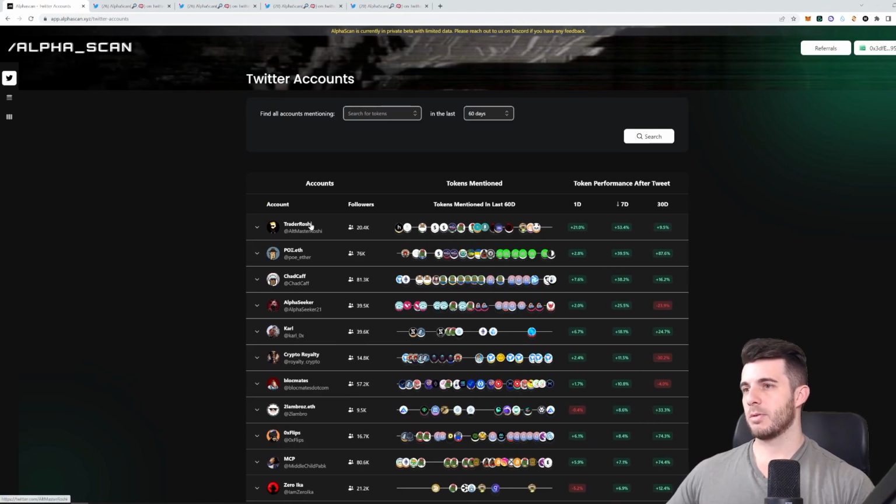So for example, the first account we see here, as you can see, it's default sorted by the token performance after tweet after 7 days. So you can see the best performer is Trader Roshi. He's had 53% after 7 days after mentioning the token. So that is, mention the token, 7 days later, how's it performed, plus 53%.